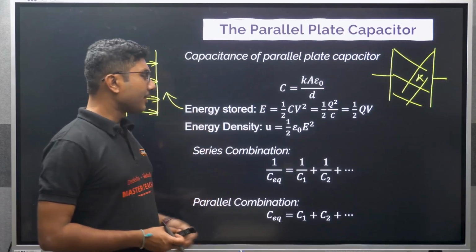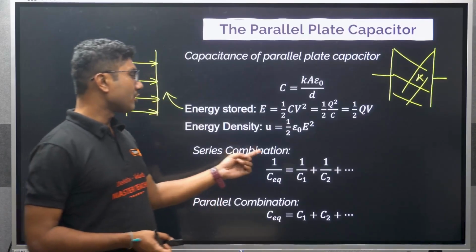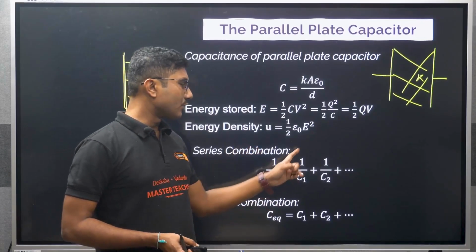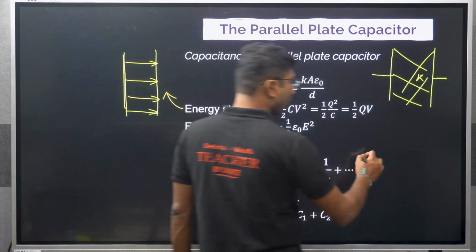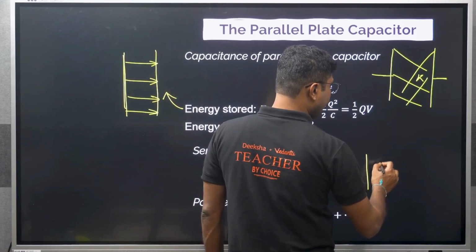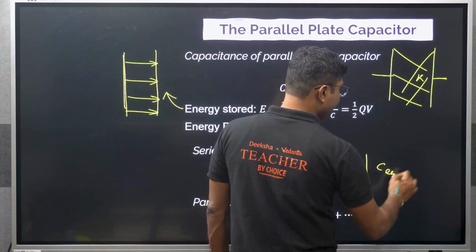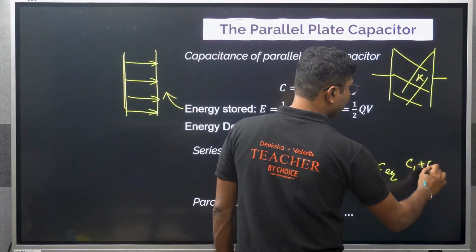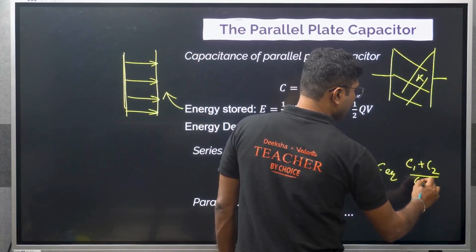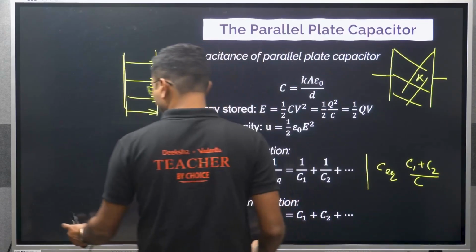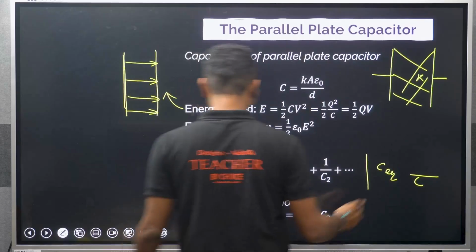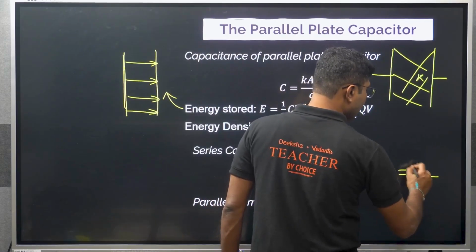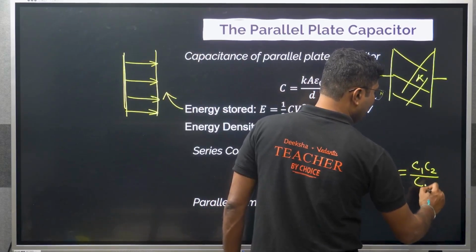Now in series combination of capacitors, 1 by C equivalent is equal to 1 by C1 plus 1 by C2, and so forth. If only two capacitors are involved, then C equivalent becomes C1 into C2 divided by C1 plus C2. Only when two capacitors are involved, this is the formula.